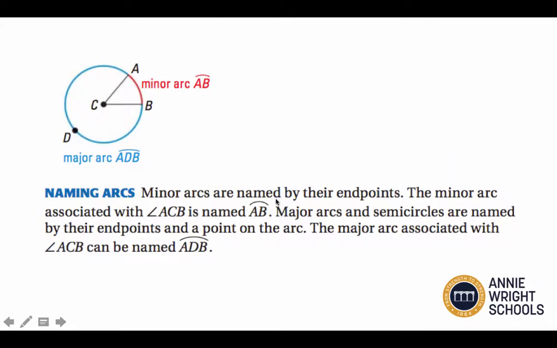Again, looking at some more definitions here, the way we name arcs. Minor arcs have 2 letters. And anything that is 180, a semicircle or greater, takes 3 letters. If I put a point here, E, arc AEB is the same arc, so not even congruent, it's the same arc as arc ADB.